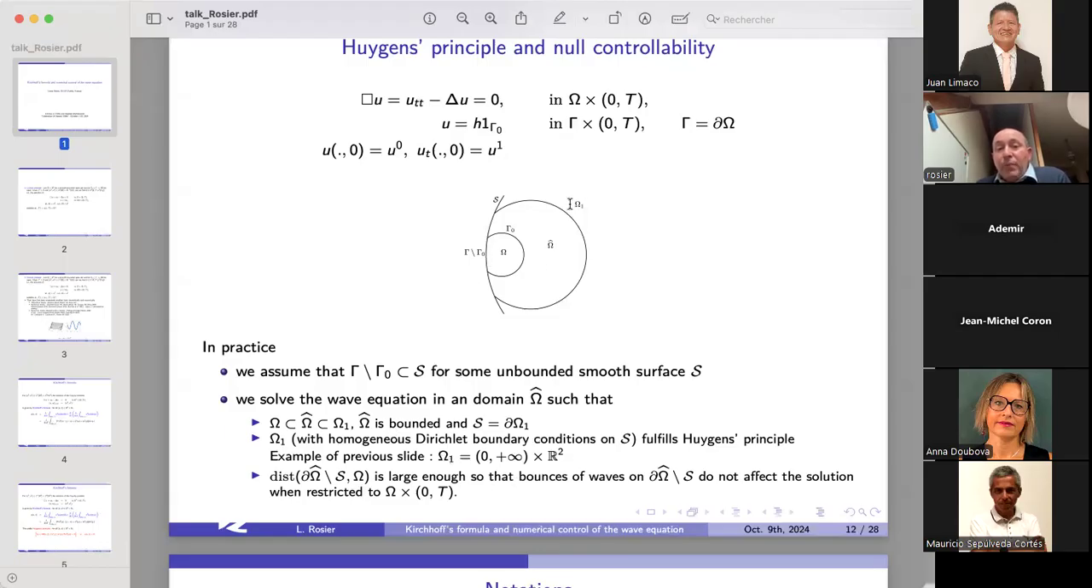So we assume that in omega 1 we have the Huygens principle. We need to have a Huygens principle in this open set. And finally, for the computation, we need the distance from this boundary to this one to be large enough, so that when you do the computation, the wave will propagate this way and we will have a reflection, and we don't want to see the wave again. So we need this distance to be large enough. This is the strategy.